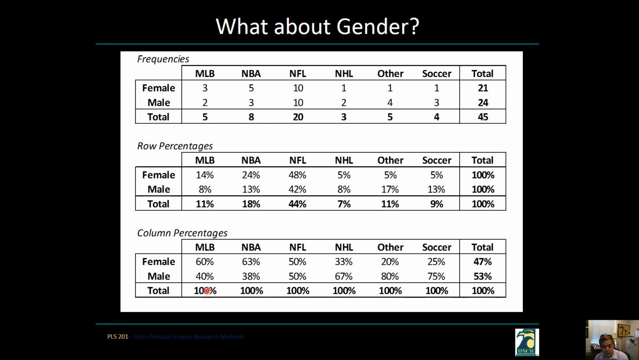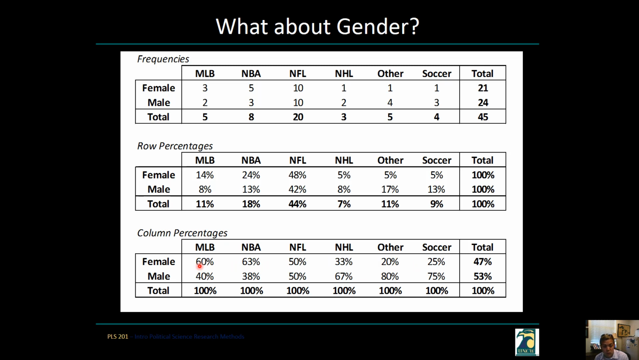This is the incorrect way. 60% of females like Major League Baseball. Well, if that were true, 60% of females like Major League Baseball, 63% of females like the NBA. Well, this is all going to add up to way more than 100, right? You want your percentages to add to 100.